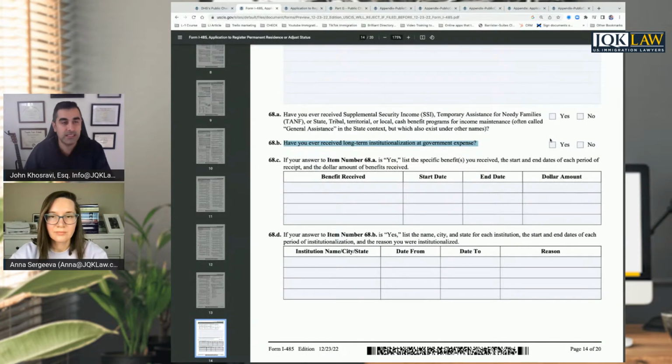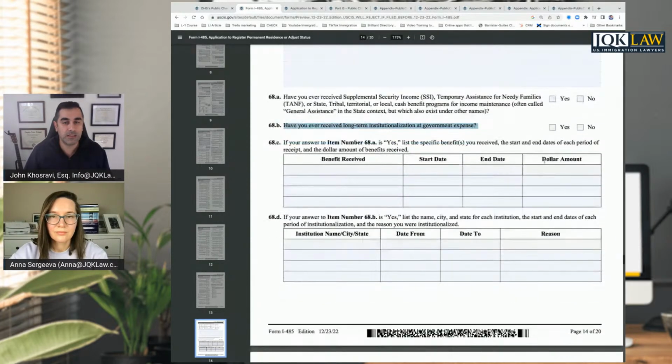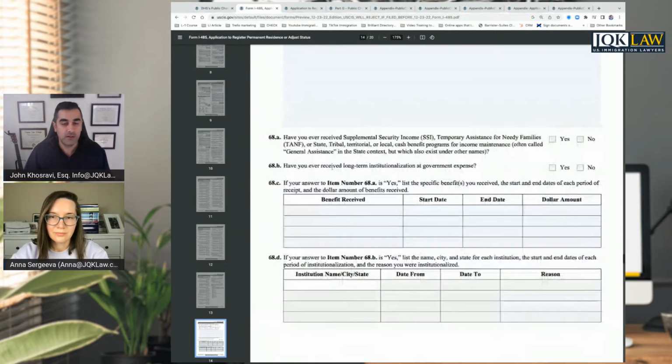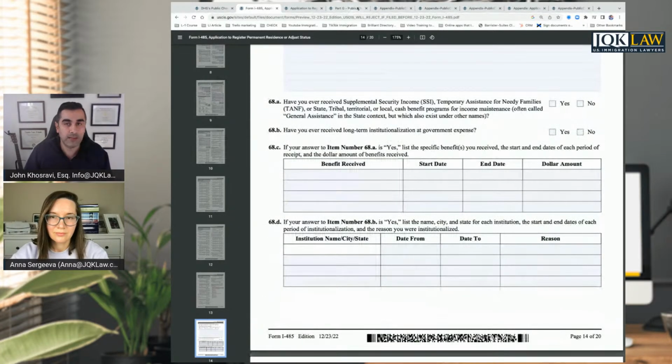If there's a need to say yes to this, talk with an attorney first for sure, because that could lead to being subject to the public charge rule. And then the following parts, they want more information to list exactly what happened with regards to those, and that's what 68C and D are. So question 68 is the part that can get you if you have a problematic case.